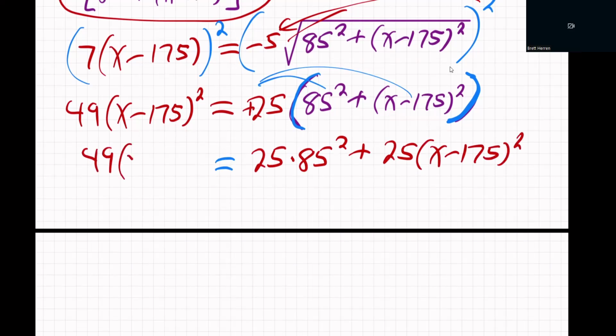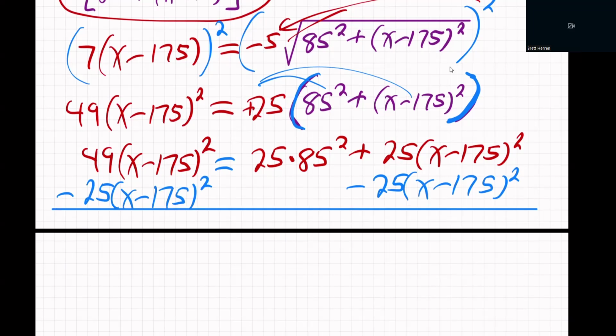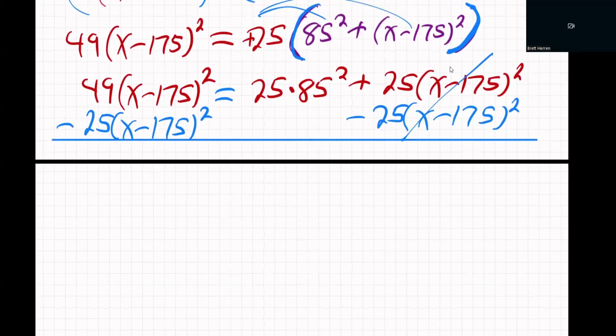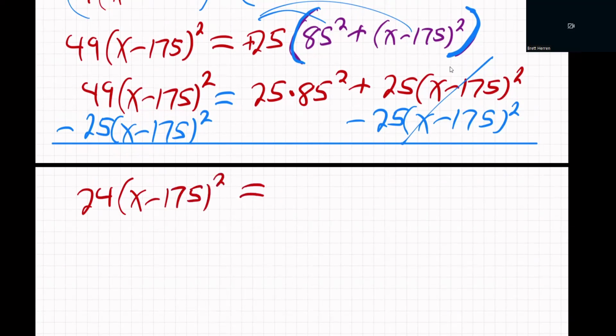Over here we get 49 times x minus 175 squared. Look at that. Isn't that nice? See what's going to happen now? I'm going to subtract 25 times x minus 175 squared from both sides. They're like terms. So 49 of those x minus 175 squared, take away 25 of that same thing, leaves 24 of those x minus 175 squared. So that's a big old like terms there.